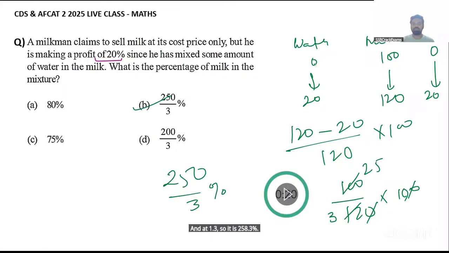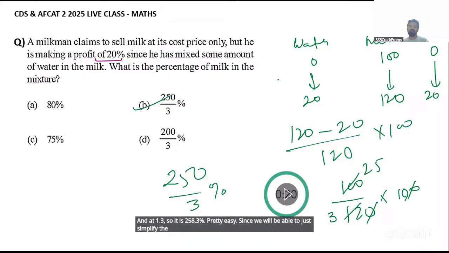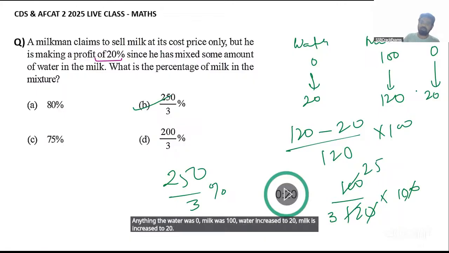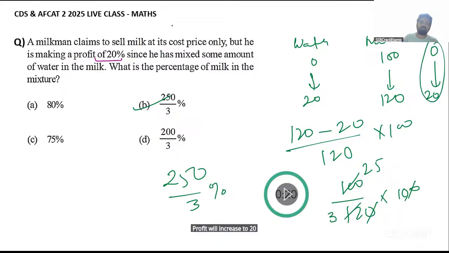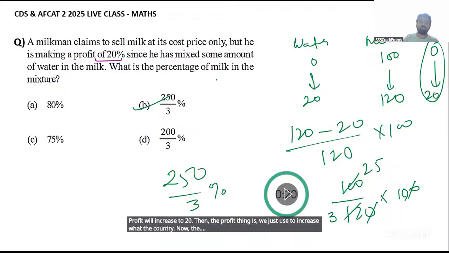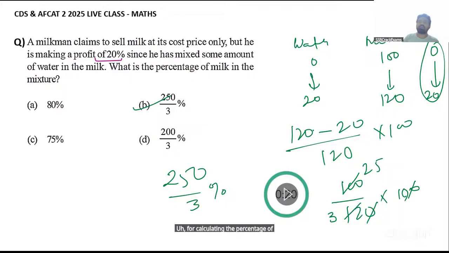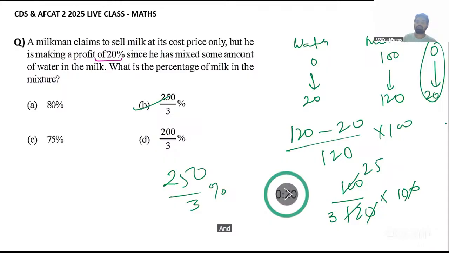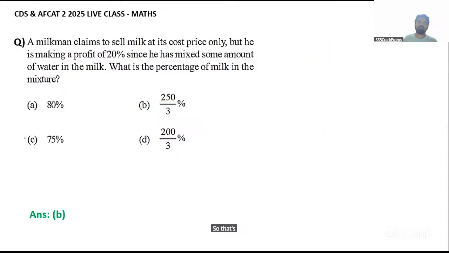So it is easy, since we have just simplified the calculation. It is not any trick or anything new. Water was 0, milk was 100. Water is increased to 20, milk is increased to 20, and profit will increase to 20. We just used to increase both the quantities. Now for calculating the percentage of milk, just subtract the amount of water from the full quantity and do the same thing that I did. Calculate the percentage from the whole. So that's how we calculated the percentage.